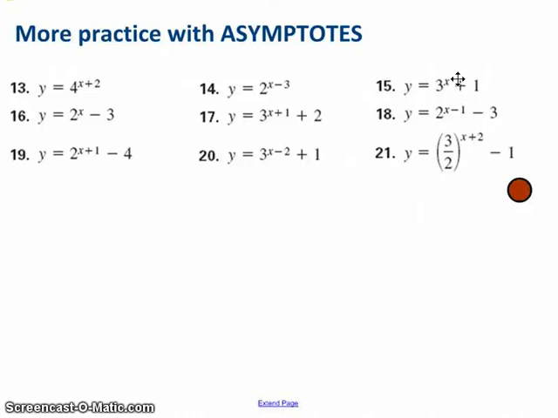Okay, I'm going to assume that you've paused, you've thought through all 9 of these, and you're ready to hear the answers. There's no k showing here. The asymptote's at 0. Same thing for 14. For 15, the k value is 1, and that's what the asymptote will be. For 16, it's -3, 17, +2, 18, -3, 19, -4, I think you see the pattern here for sure, 20, +1, and lastly, for 21, it's at -1.